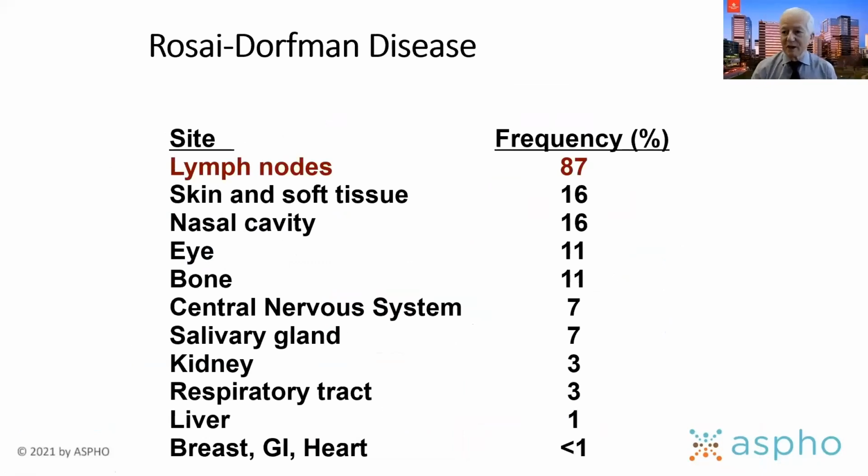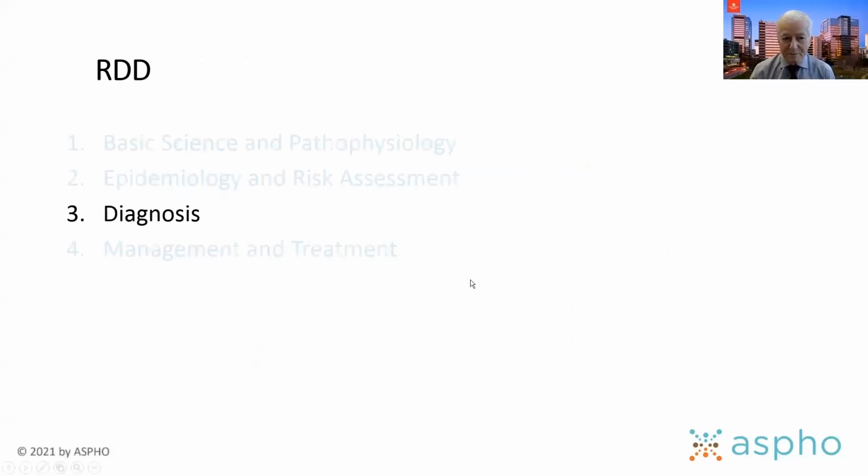Typically, these patients present with massive lymphadenopathy. They may also have skin and soft tissue nodules and growth in the nasal cavity or in the eye, causing proptosis. An interesting number of patients have also lytic lesions of the bone. They're somewhat different than those of LCH in that they're more linear and not so circular and symmetric. Rarely, the central nervous system and other sites have also been found involved in Rosai-Dorfman patients.